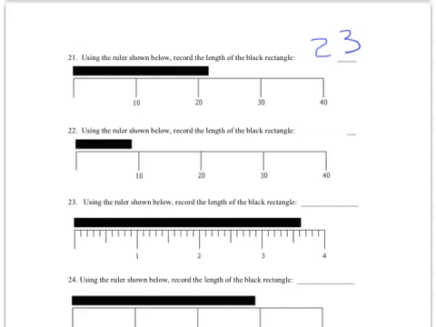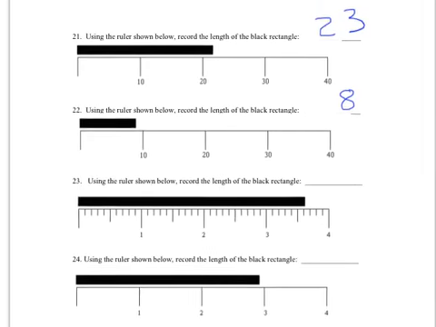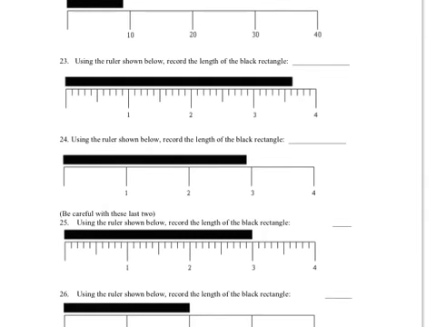Let's try 22. In this case, this rectangle has not quite gotten to here. Now, I can see that it's pretty close, so I still have a significant figure I can write down. I'm going to write down that I think it is 8. You might put down 9 or 7, but we'll probably all be plus or minus 1 of that, so therefore I have 1 significant figure here. Let's not worry so much about 23.